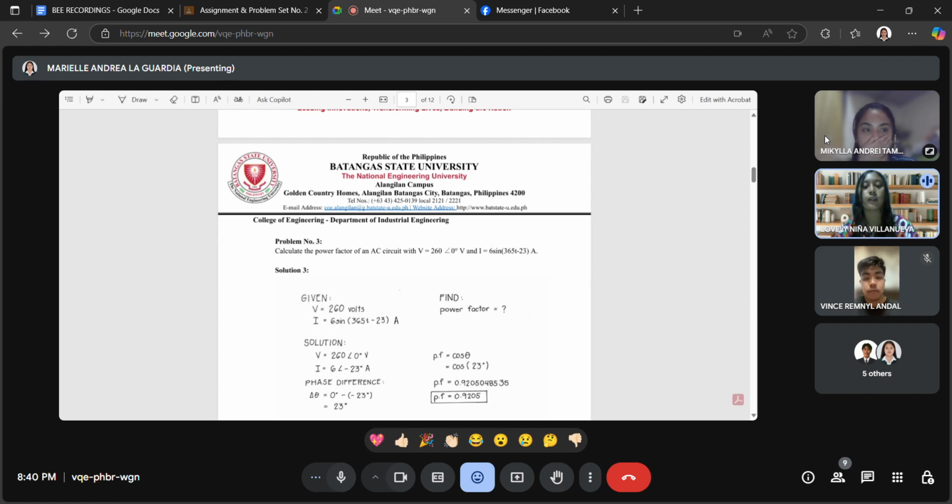The power factor, which evaluates how well the circuit converts input power into usable power, is the cosine of the phase angle difference. Hence, it is computed as cosine 23 degrees. This yields a power factor of roughly 0.9205, suggesting that approximately 92.05% of the electrical power is used effectively.